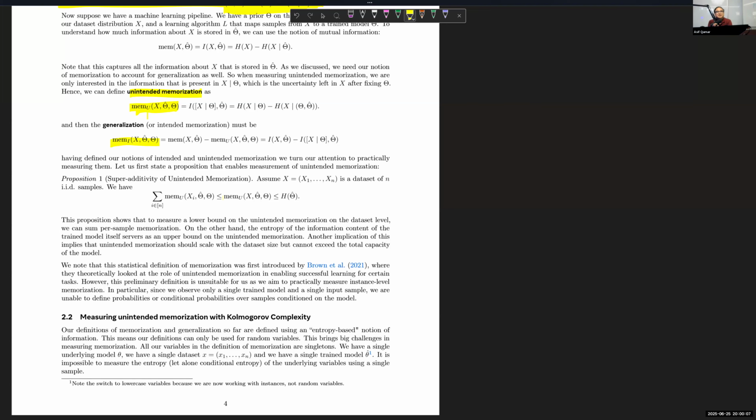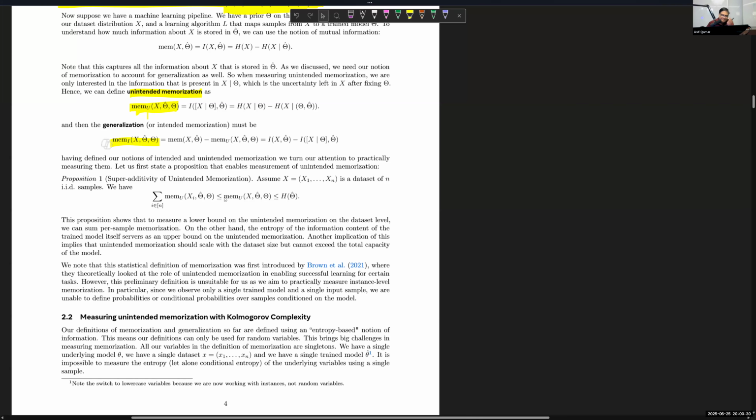Why is it unintended memorization? You don't train the model for it to memorize the data. That is the unintended effect or the undesired effect. And generalization is what you want. So you can actually quantify at the statistical level. This is the measure of memorization. This is the measure of generalization. But the problem with this is it's at the statistical level, right?